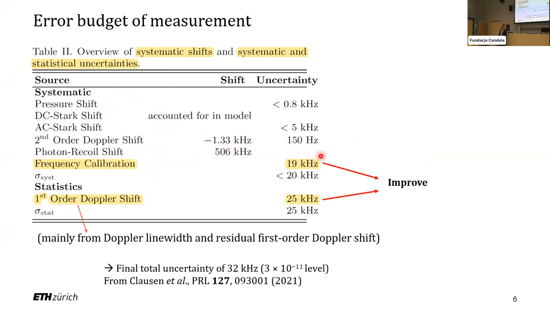Now, the biggest systematic uncertainty was the frequency calibration, which resulted from referencing our laser to a frequency comb that is referenced to a GPS rubidium clock. Then on the statistical side, we got a statistical error of 25 kilohertz, which was a combination from the line width from the Doppler broadening and also the residual first order Doppler shift, which could not be cancelled. So these two effects, the frequency calibration and the Doppler broadening, are two things that we want to improve in our future measurement.